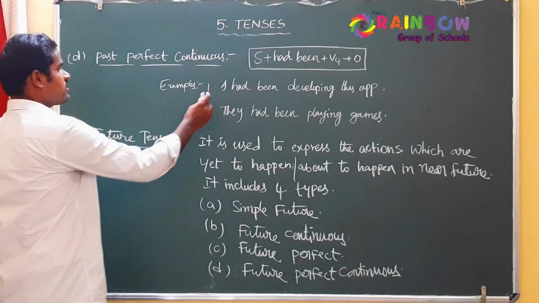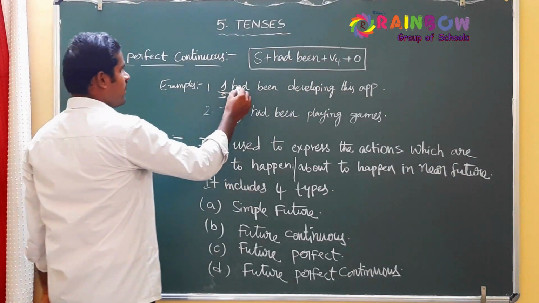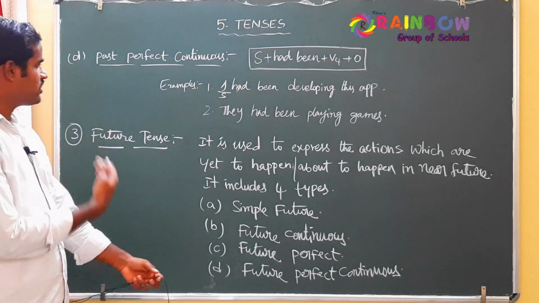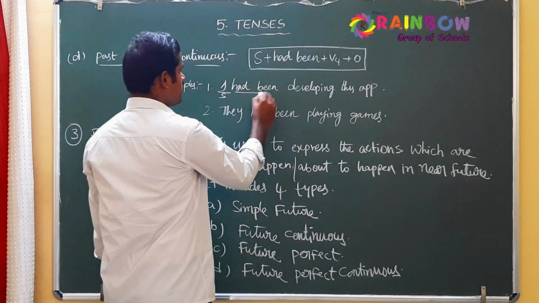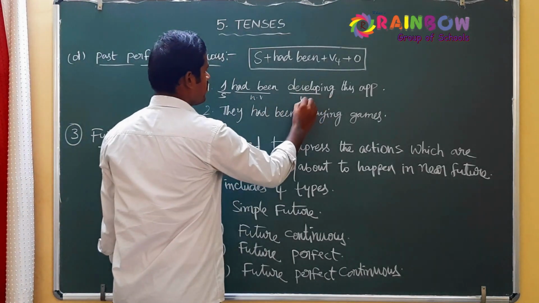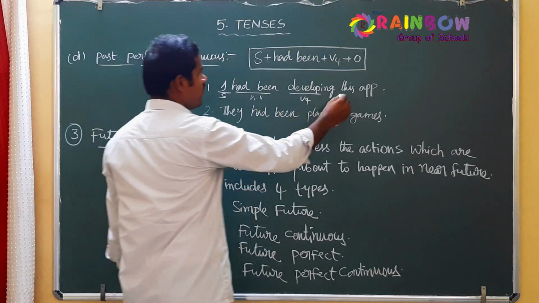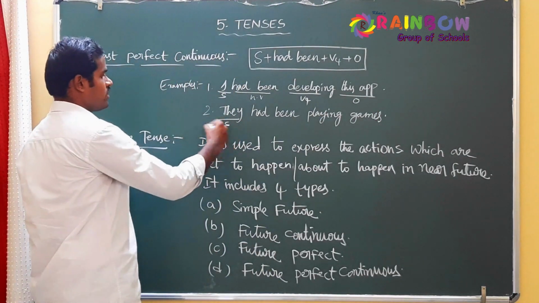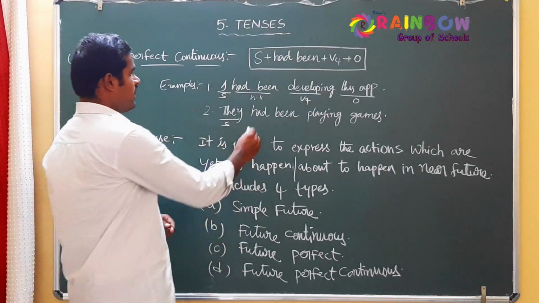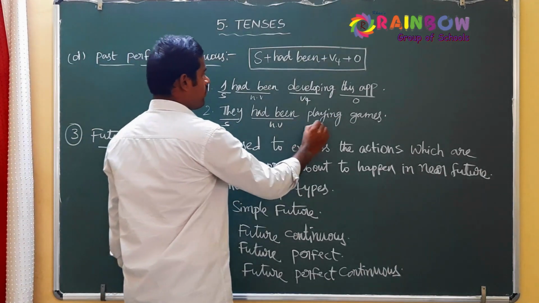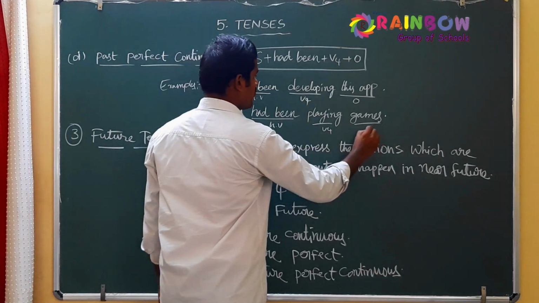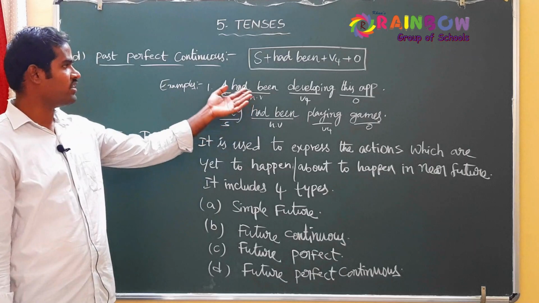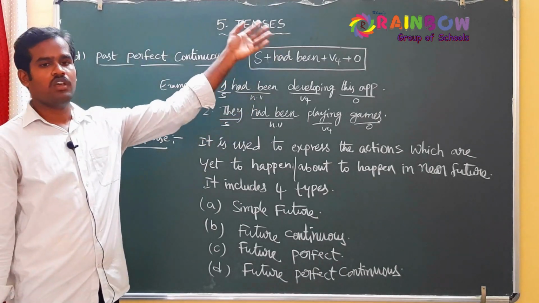And coming to examples, here the subject is I, and had been is the helping verb. We have only one option, so we have to use it whether our subject is singular or plural. Developing is V4, all the ing forms, and this app remains as the object. Next, in the second example, the subject is they, had been is the helping verb, playing is V4, and games is the object. So after observing these two examples, we can identify the tense easily if we compare with the structure.